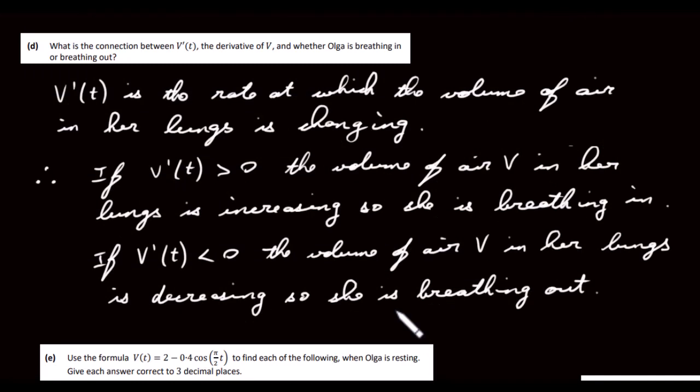What is the connection between V prime t, the derivative of V, and whether Olga is breathing in or breathing out? V dash t is the rate at which the volume of air in her lungs is changing. So if V dash t, the derivative, is positive, the volume of air V in her lungs is increasing, so she is breathing in. If V dash t is negative, the volume of air in her lungs is decreasing, so she is breathing out. That's basically it. So that's part D.